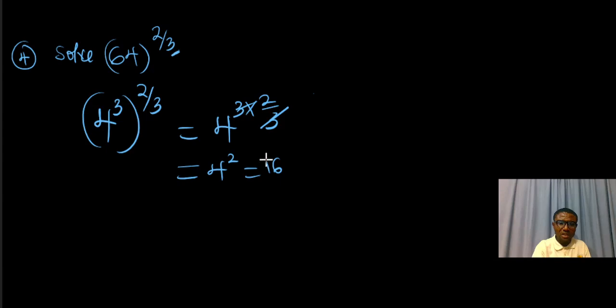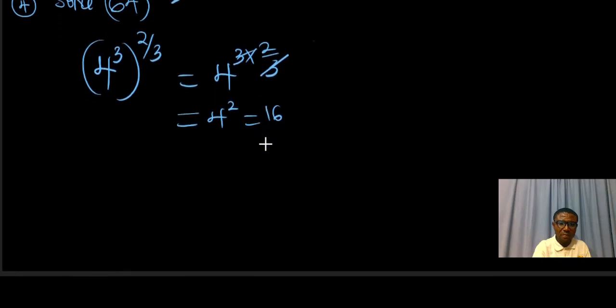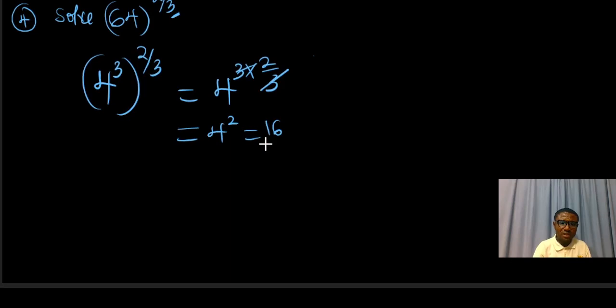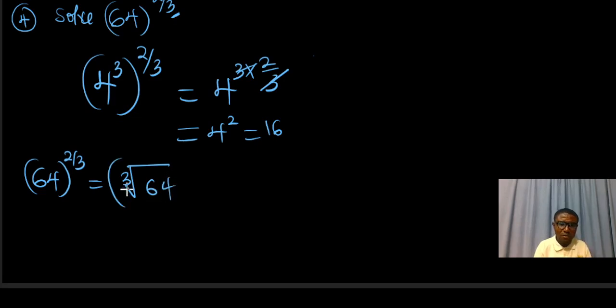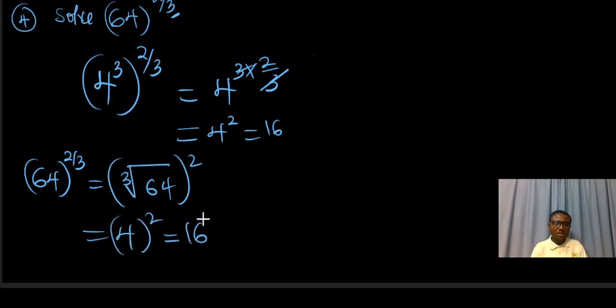Alternatively, we can say 64 all raised to the power of 2 over 3 is equal to the cube root of 64, squared. The cube root of 64 is 4, and 4 squared is 16.